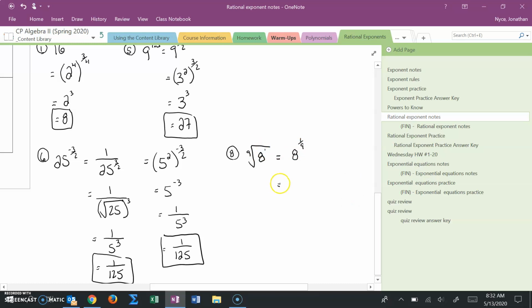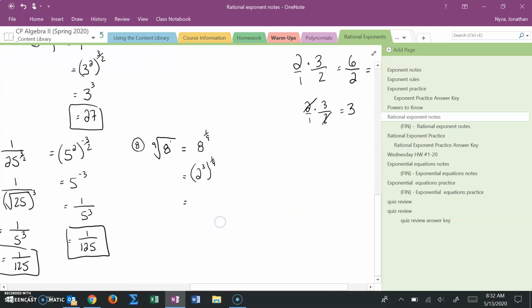Now this is where knowing your powers to know is going to help. We know that 8 is 2 to the third power. So we're going to rewrite 8 as 2 to the third. Exponent stays the same. If power to a power, we're going to multiply. So 3 times 1/9 is going to give us 3/9, which is 1/3. So we end up with 2 to the 1/3 power.